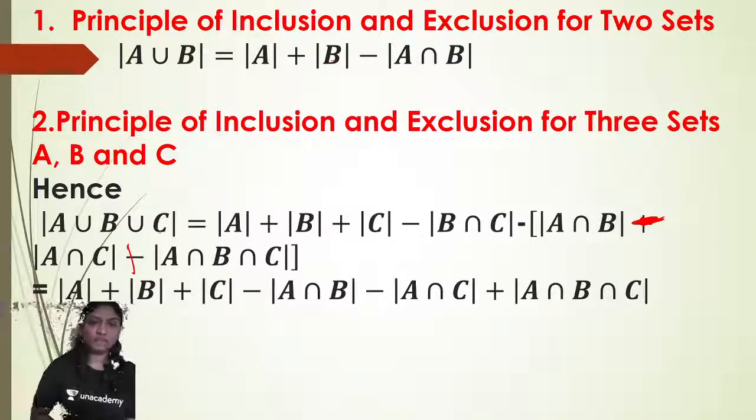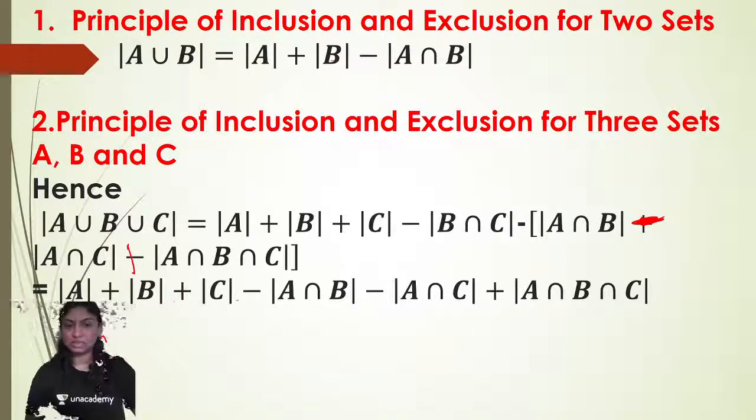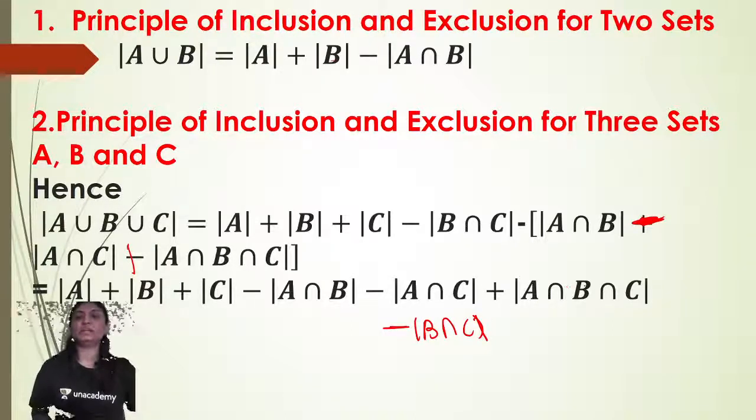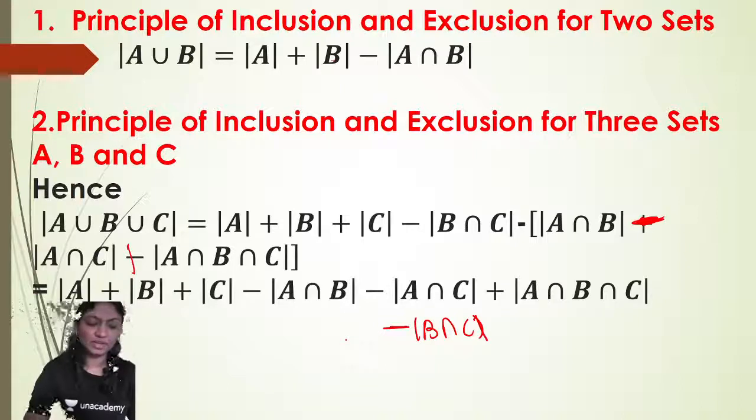So the cardinality of A union B union C, we can write as cardinality of A plus cardinality of B plus cardinality of C, minus cardinality of A intersection B, minus A intersection C, and one more thing is remaining, minus cardinality of B intersection C, and plus cardinality of A intersection B intersection C. Okay, so this is your final rule of cardinality, or the principle of inclusion and exclusion, for three sets A, B and C.